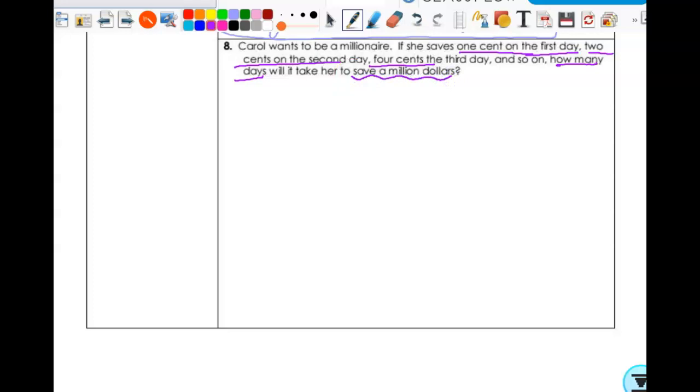Okay, so we're not looking for what the total is. She wants to save $1 million. We're looking for the number of days. So what we are looking for is n. We don't know n, that's going to be our unknown. Okay? We do know that the sum, S sub n, which we usually don't know, is 1 million.